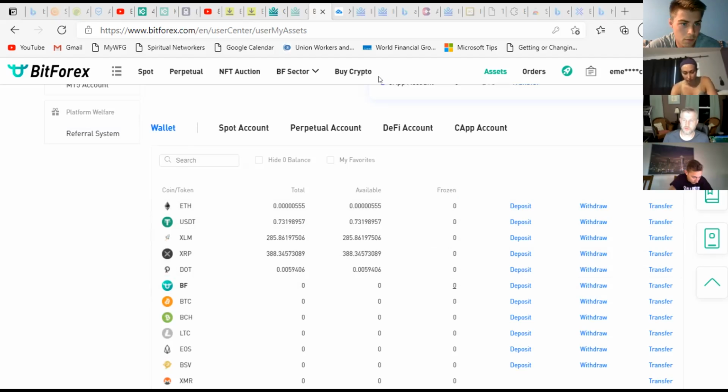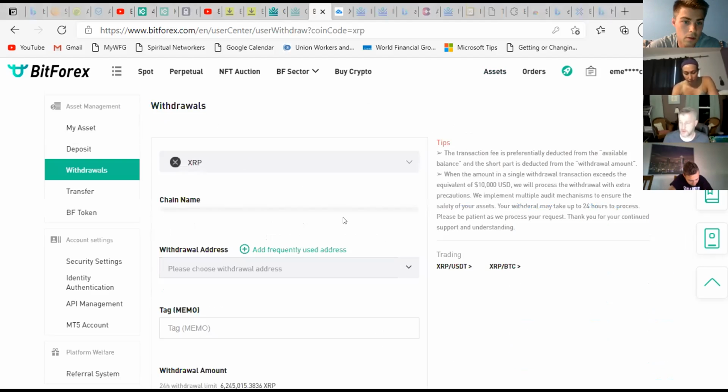So you can scroll up a little bit, David. Oh, there it is. Okay, sorry, never mind. Yeah, hit withdraw there. So this is where you would put in your wallet address and your memo.